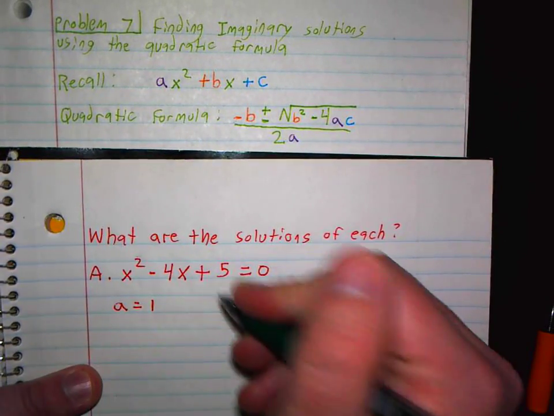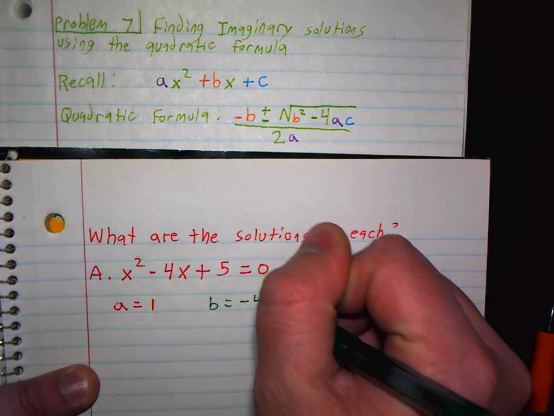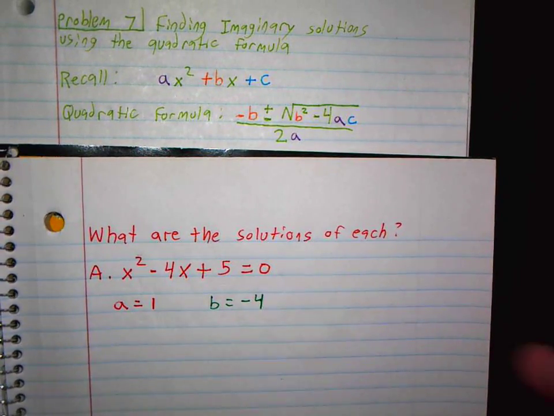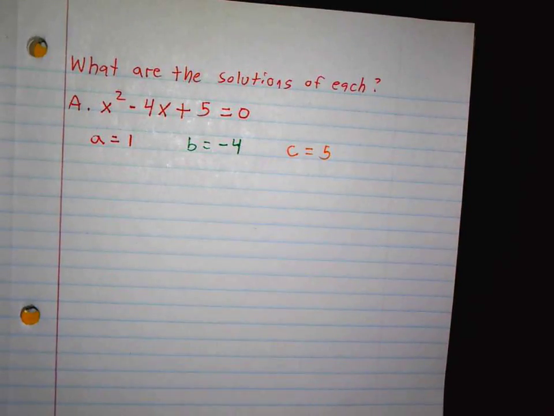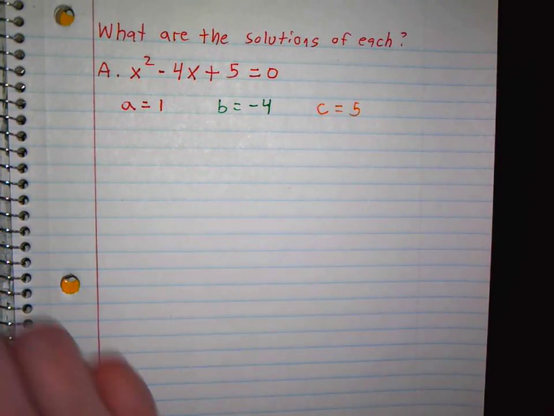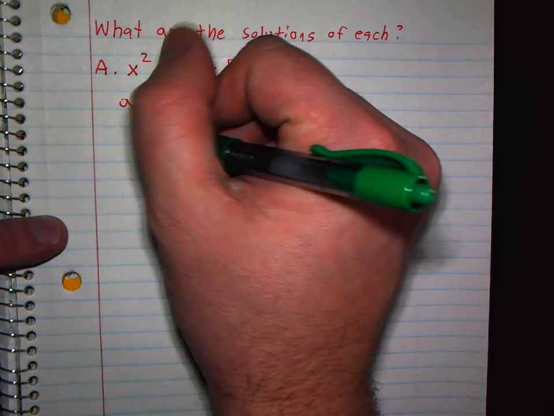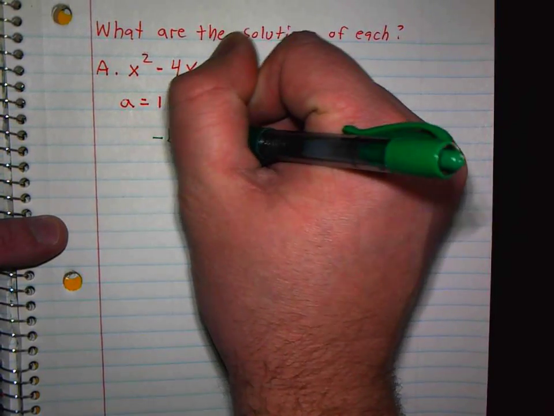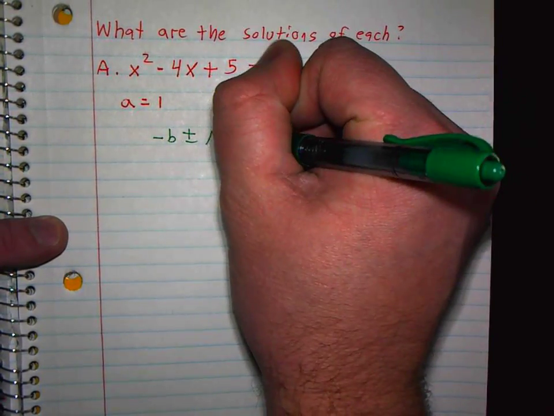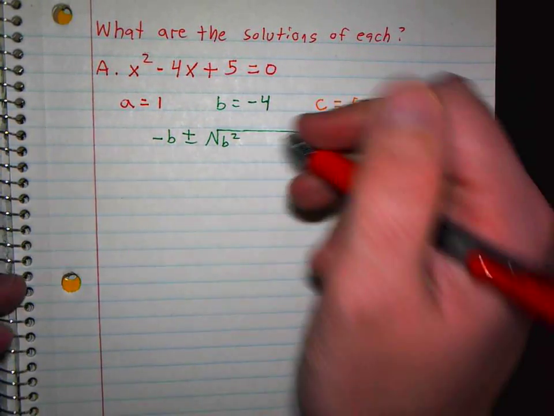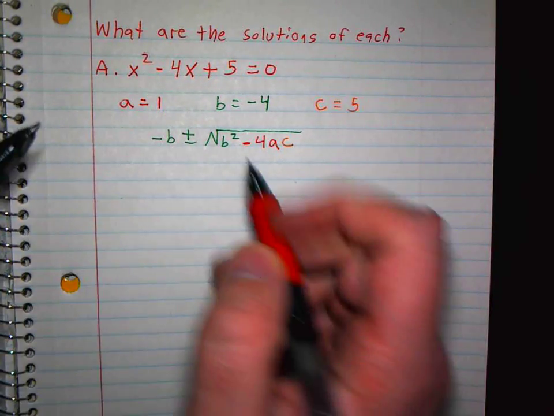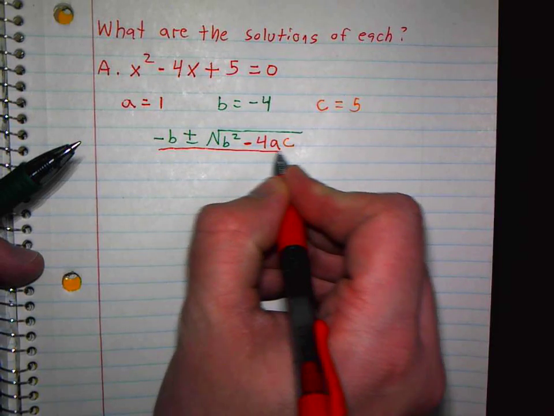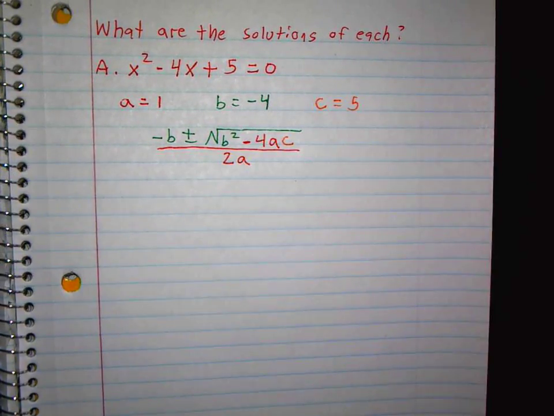B is negative 4, and C is 5, right? And so my formula, I'm going to copy it again on this paper, is negative b plus or minus square root b squared minus 4ac, all over 2a, right? Good. You guys should have this one memorized. They will not tell you that on the ACT.